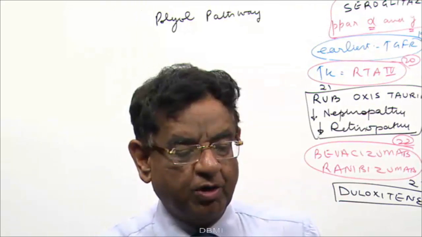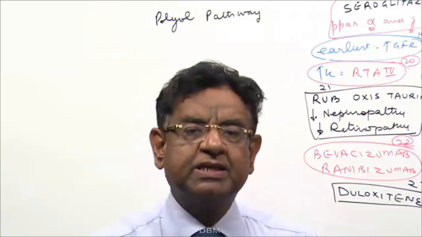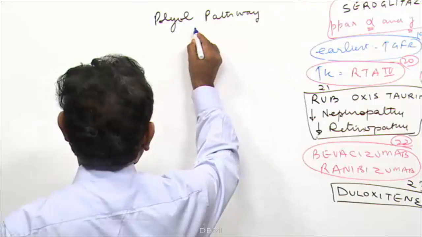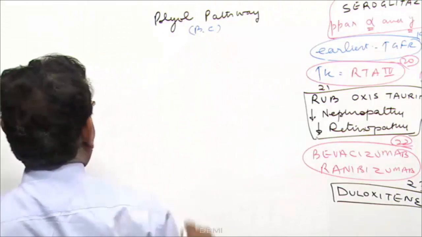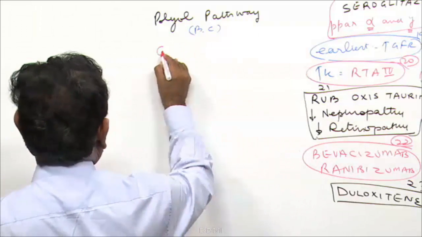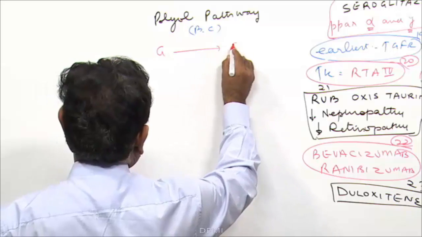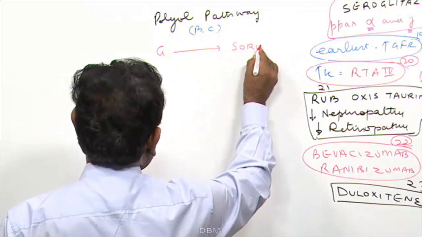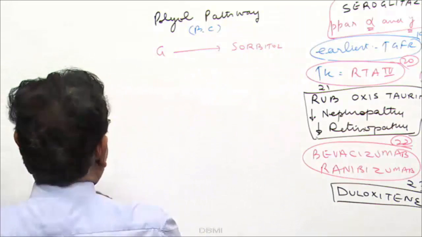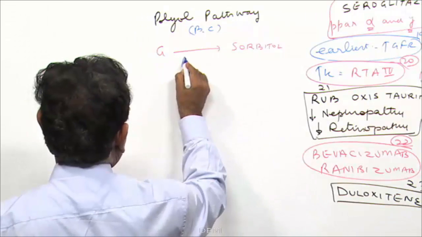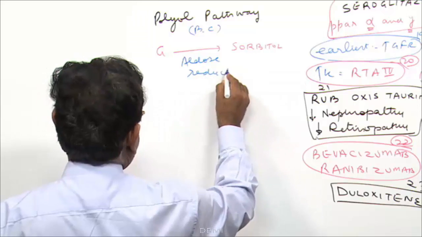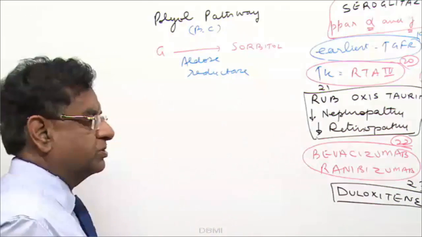Polyol pathway theory. What is the theory? Let's learn the basic concept. For that we have to read biochemistry. Normally glucose is converted into sorbitol, and this is done by the enzyme aldose reductase. So aldose reductase converts glucose into sorbitol.